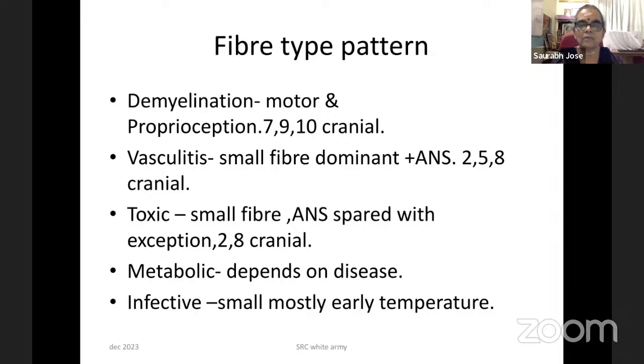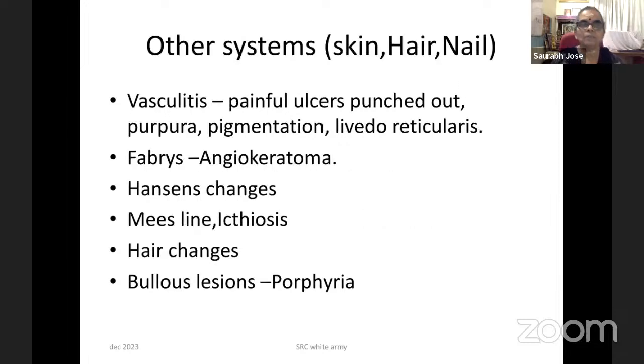So generally, if a person presents with motor and proprioceptive dysfunction with cranial nerves 7, 9, 10, then we will think maybe my patient has a demyelinating neuropathy. Vasculitic neuropathies are nerve infarctions. They involve small fibers predominantly, with the autonomic nervous system. The 2nd, 5th, and 8th cranial nerves get involved. Toxic neuropathies pick up the small fibers, and the ANS is usually spared, except for some unusual toxins like thallium. The combination for toxin is small fiber, spared autonomic, with the 2nd and 8th cranial. Metabolic depends on the type of disease. And infective is mostly small fiber, that is temperature. We can see Hansen's disease, the commonest infective neuropathy.